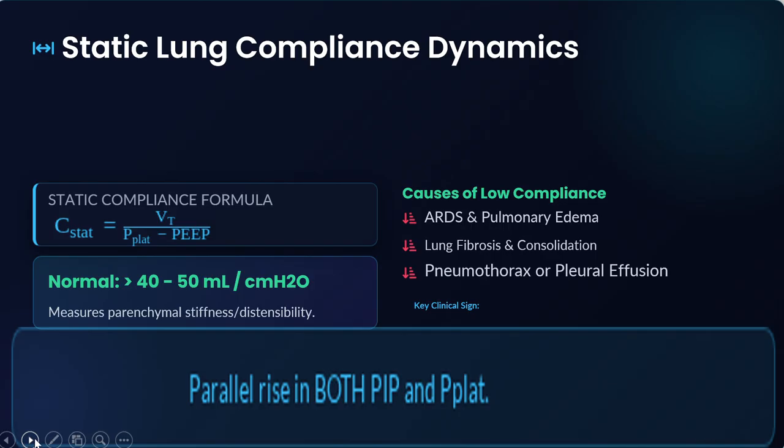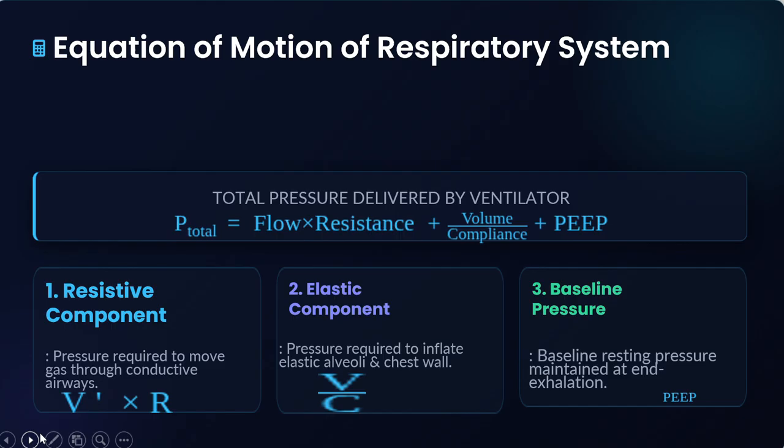Static lung compliance dynamics. The static compliance formula equals tidal volume over plateau minus PEEP. Normal compliance is from 40 to 50. Causes of low compliance: ARDS, pulmonary edema, lung fibrosis, consolidation, pneumothorax, pleural effusion. Both peak and plateau pressure are high in mechanical ventilation.